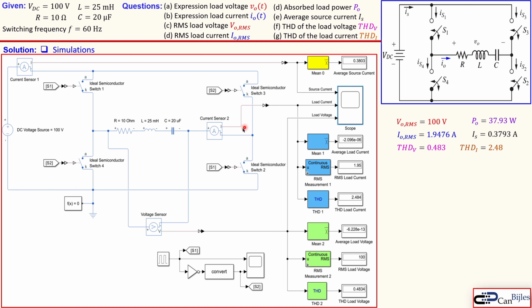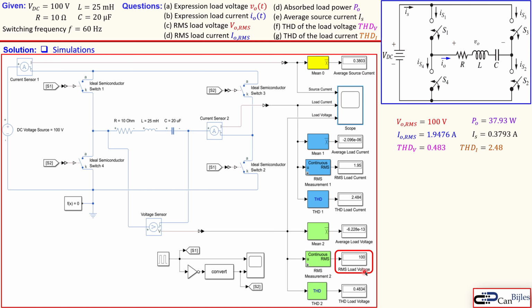We measure the load current here using the current sensor, and also the voltage here, and send it all to the scope. We will see that shortly in the next slide. Here we have some values like the RMS and the THD for our load current, and a similar one for the load voltage. We also have the RMS source current here. Let's go one by one.